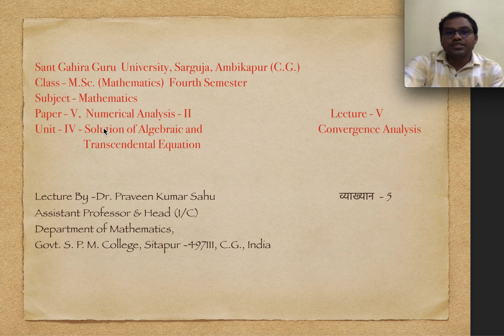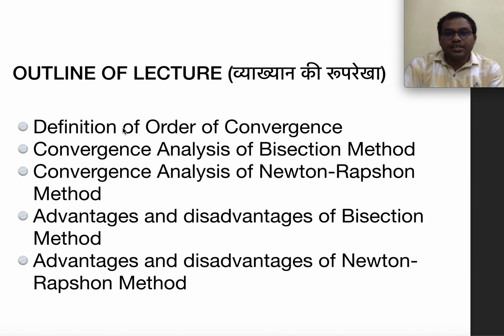And the topic of this lecture is a very important topic in unit 4, Convergence Analysis. So let's start the lecture. First of all, we will see the point that we will discuss in this lecture, means outline of the lecture. In this lecture, we will define the order of convergence. Then we will see the convergence analysis of bisection method as well as Newton-Raphson method. Then we will discuss advantages and disadvantages of bisection method and Newton-Raphson method.